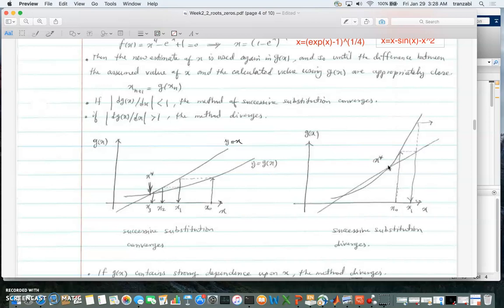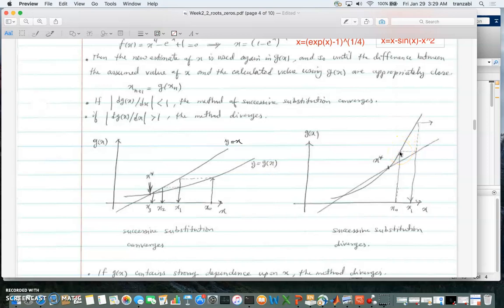And the reason is that when we use the initial guess of x naught at this point, the slope is bigger than 1. The slope 1 is the slope of this line, y equals x, right? Anything steeper than that will have a slope bigger than 1. So this one has a slope bigger than 1, and that's why it's not converging.